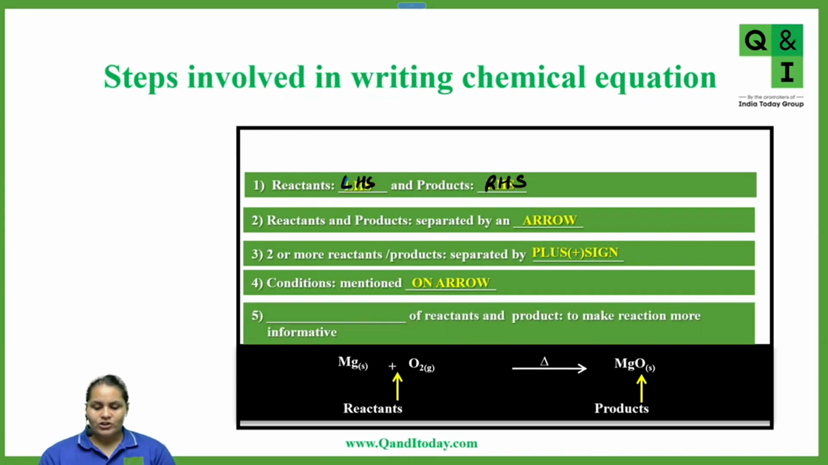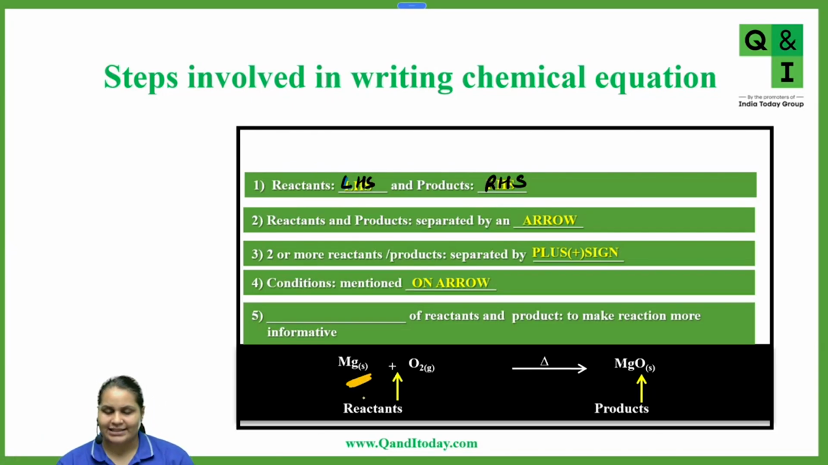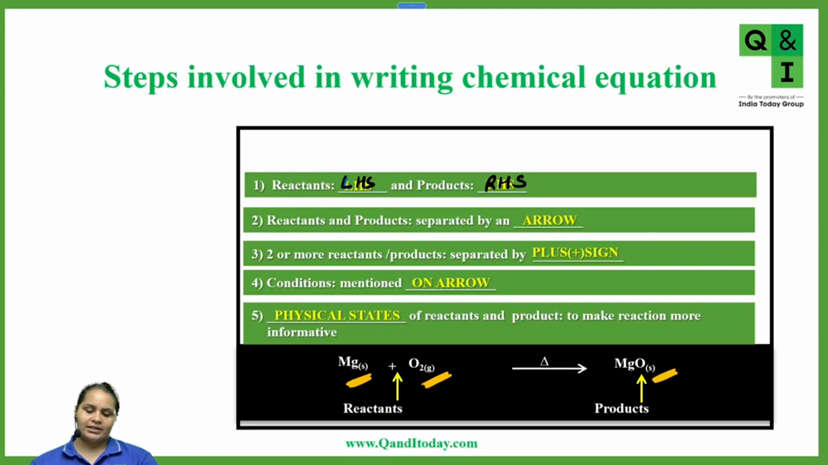Next, with reactants and products, to make the reaction more informative, what is required? Their states. As you can see, the state of magnesium is written here as S in bracket. It means it is solid in state. For oxygen, it is written G in bracket, meaning it is gaseous in state. For magnesium oxide, it is written S in bracket, meaning it is in solid state. So physical states of reactants and products are written with them to make the reaction more informative. Okay, so that is done.